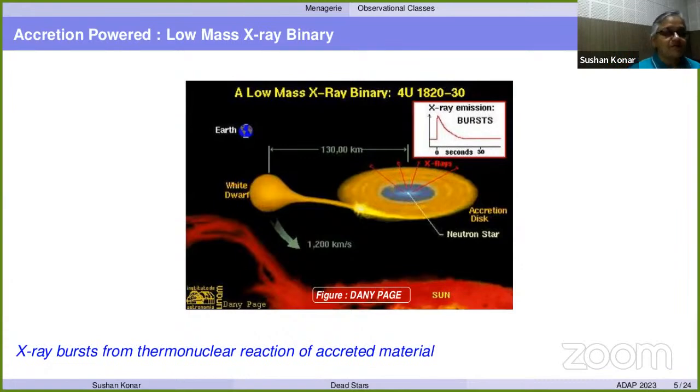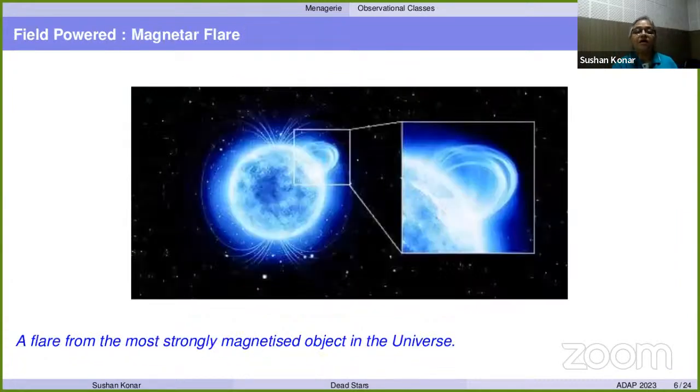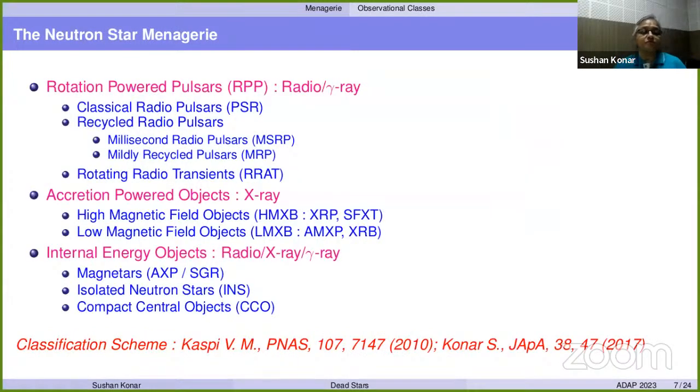Short period, low magnetic field, these are the objects. And of course, these are magnetars. We would not talk about them today. So these are the basic classes of rotation-powered pulsars. The classical radio pulsars, which we discussed yesterday, recycled radio pulsars.